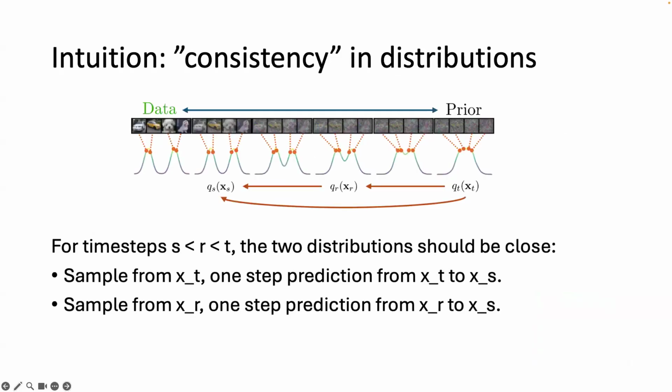If you know about consistency models, you have two different approaches of getting to the same point. Instead of doing consistency in points, we are trying to get consistency in distributions. For example, here I have three time steps, where t is the more noisy one, r is the medium one, and s is the final one. I have two ways of getting to s: I can go from t to s, or I can go from t to r and then r to s. So I basically have two ways of generating points of x_s. Of course, these two ways of generating distributions should be close.